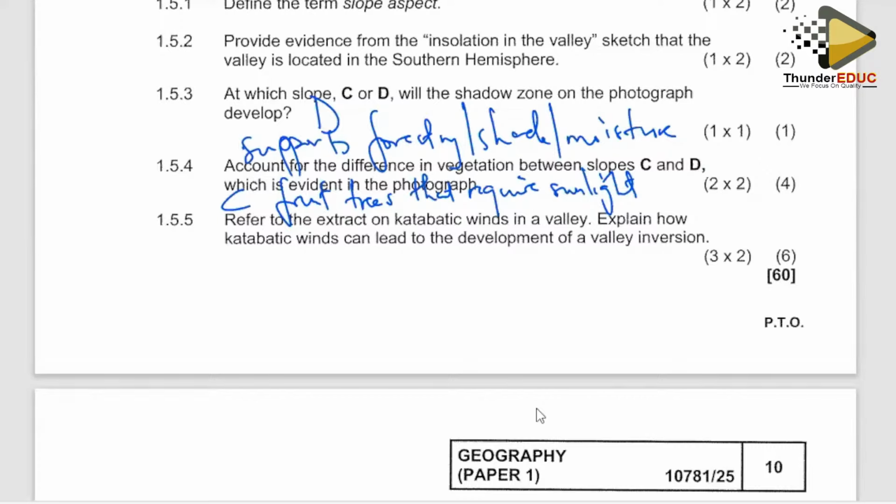Right, refer to the extract on the katabatic winds in a valley. Explain how katabatic winds can lead to the development of a valley inversion. Right, I'll try to illustrate clearly here on my whiteboard. Right, katabatic winds, how do they result in a valley inversion? Right, we must understand what an inversion is.